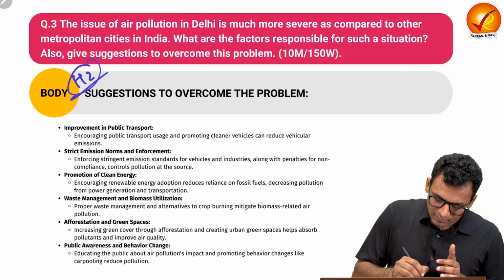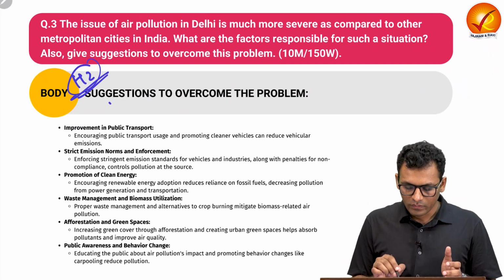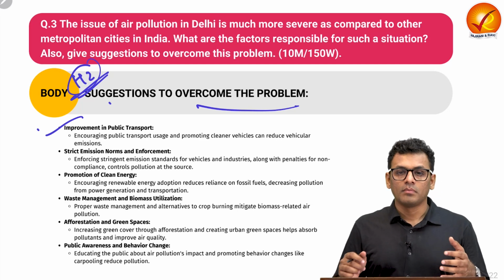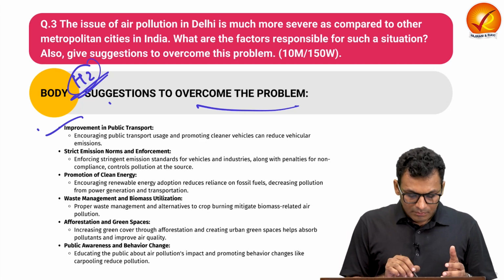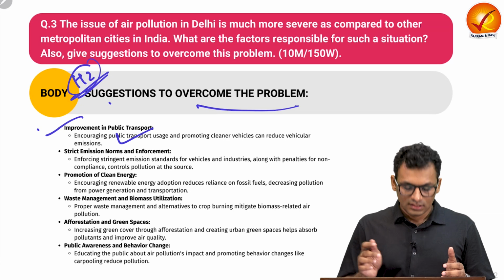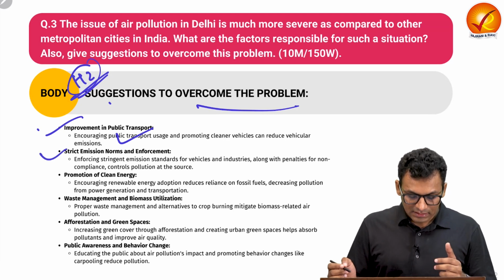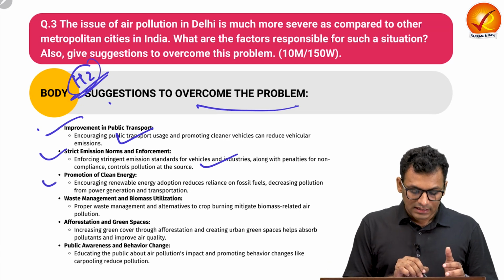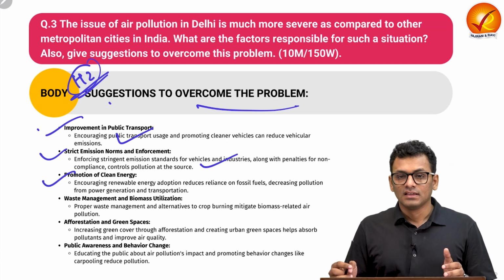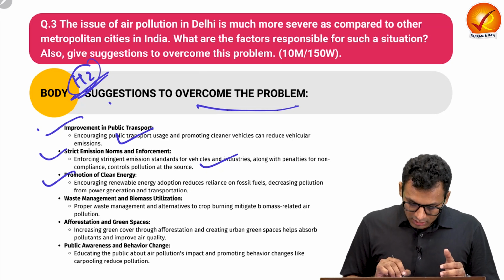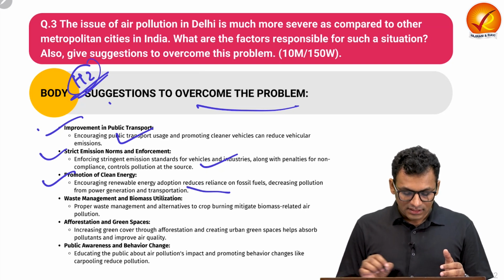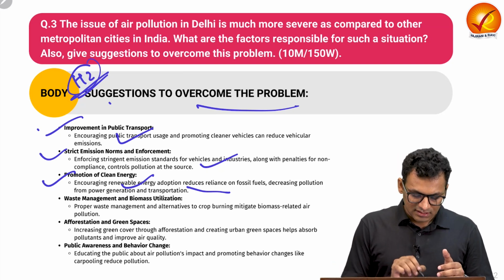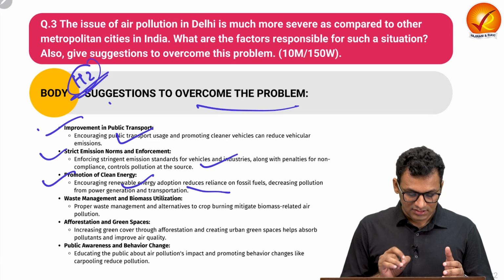In heading 2, you can provide certain measures or suggestions to overcome the problem, such as improvement in public transport. Over here, we can talk about how encouragement of public transport usage can be taken. Next is with respect to strict emission norms and enforcement with respect to vehicle and industrial pollution. Next, we can talk about promotion of clean energy, where reduced reliance on fossil fuel can be taken and renewable energy adoption can be substantiated. So that is something you can talk about for promotion of clean energy.